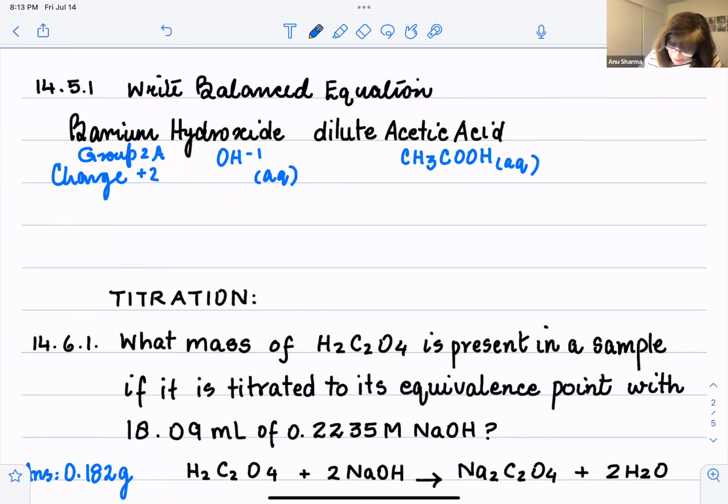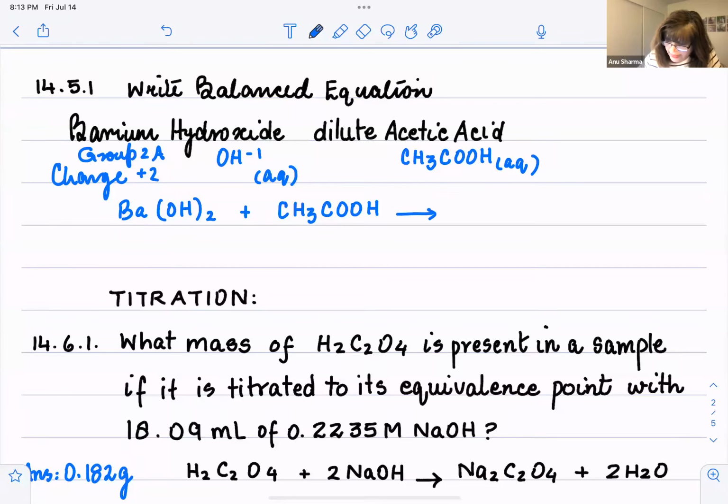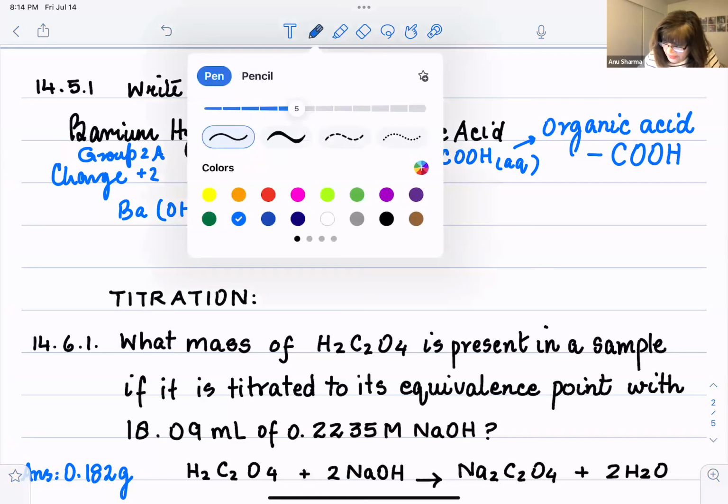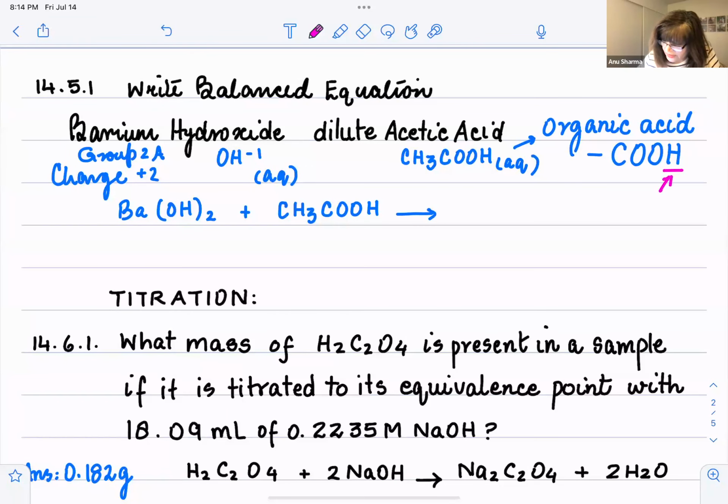So let's write this down. Ba(OH) all twice, plus acetic acid, CH3COOH. Now, this is an organic acid. So remember, for organic acids, the acidic group is COOH. And this hydrogen is the acidic hydrogen. This is the one that is liberated as the hydrogen ion, okay?